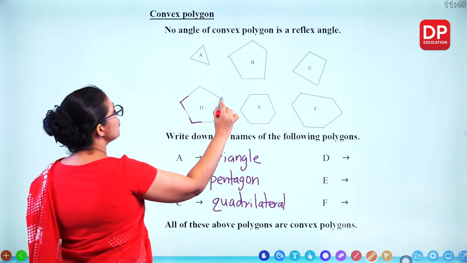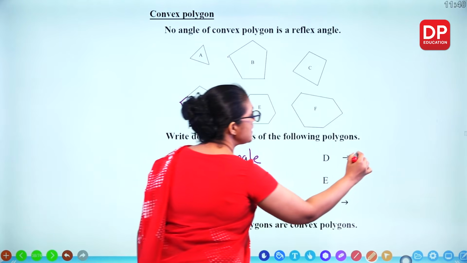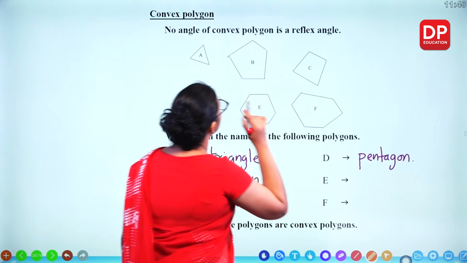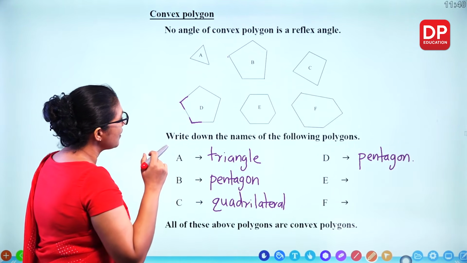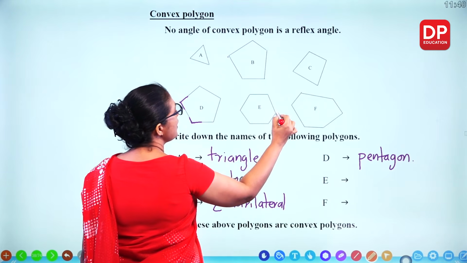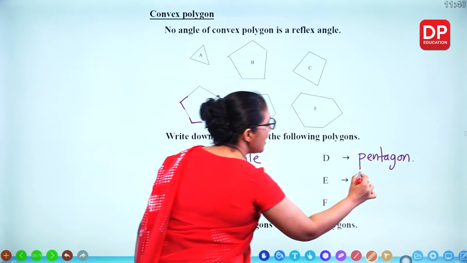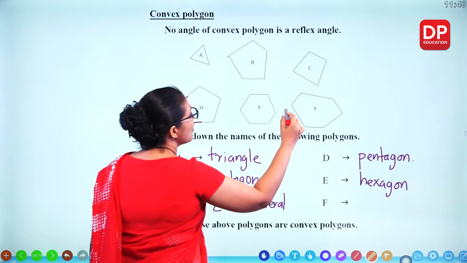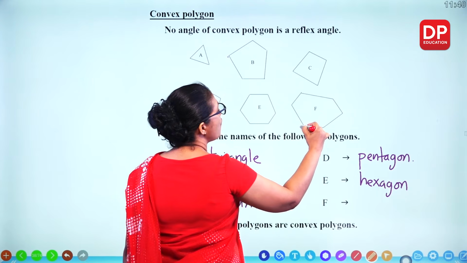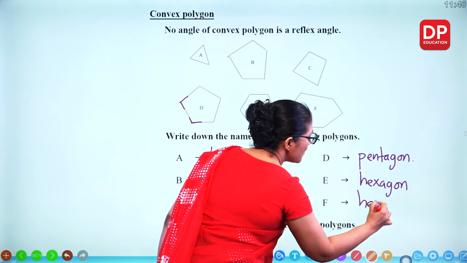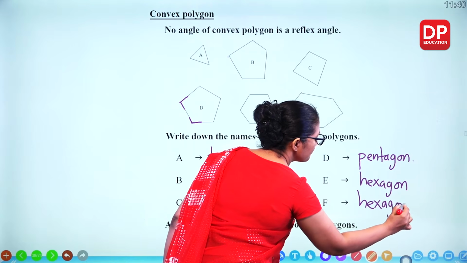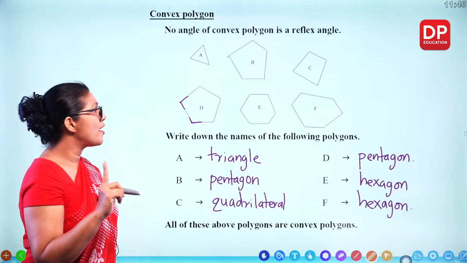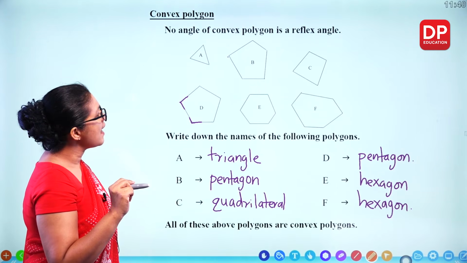D, 1, 2, 3, 4, 5, pentagon. E, 1, 2, 3, 4, 5, 6, hexagon. F, 1, 2, 3, 4, 5, 6, another hexagon. So all these polygons are convex. You are not getting any reflex angle.